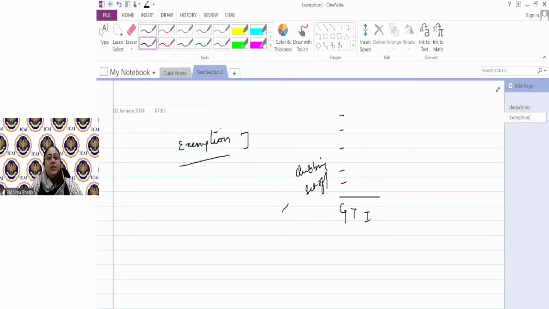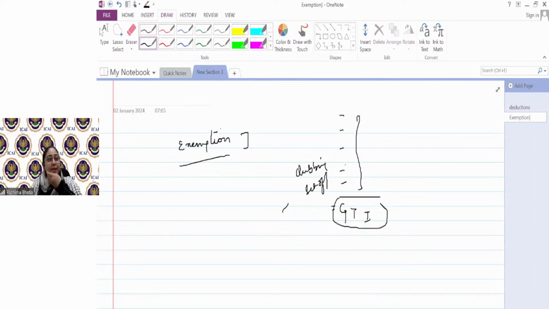Now, these 5 heads, there are certain incomes which are fully taxable, there are certain incomes which are partially taxable, partially exempt, or certain incomes which are totally exempt. So, one has to clearly understand that that part of income would not be taxed at all.